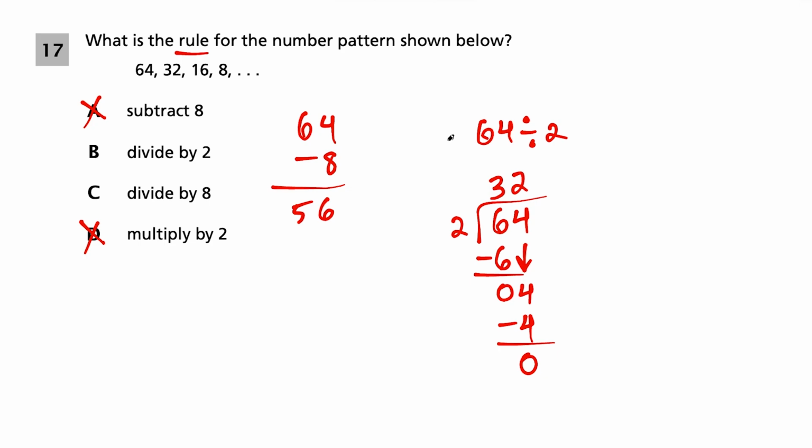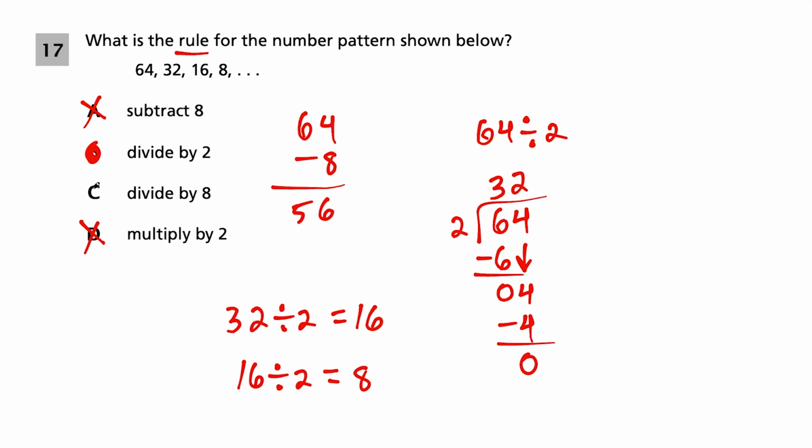And if I do this repeatedly, if I do 32 divided by 2, so I'm just going to make this a little bit neater. So we have 32 divided by 2. I could run it through the same process, and I'm going to get 16, which is our third number. And then if I do 16 divided by 2, I'm using the same rule each time. I'm just dividing by 2. I get my next number. So this one is looking good.